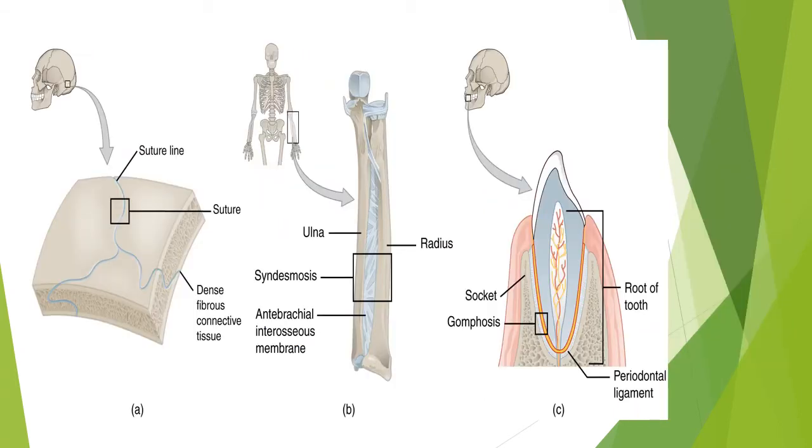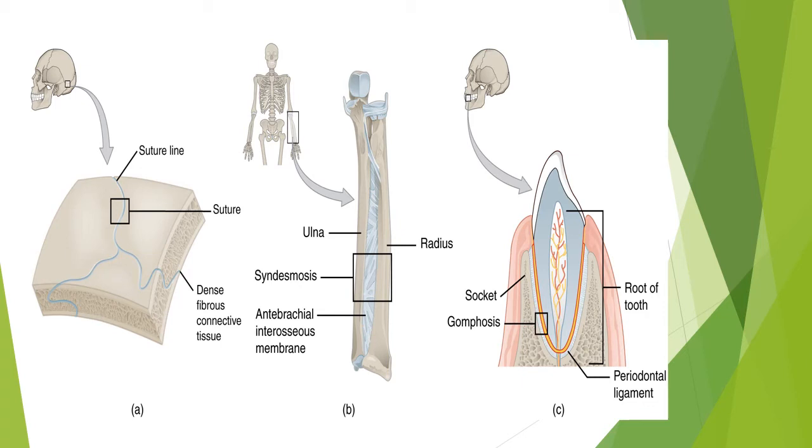Okay students, here we can see three examples of fibrous joints. Diagram A indicates the bones of the skull, and the joint between the bones of the skull is called a suture. So students, the bones of the skull are connected by suture lines, which are composed of dense fibrous connective tissue. That's why they don't allow any type of movement, and they are fixed joints.